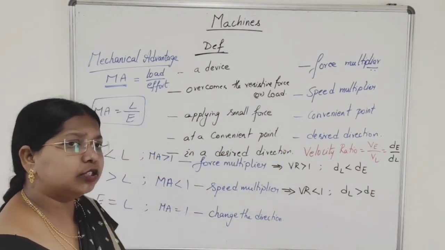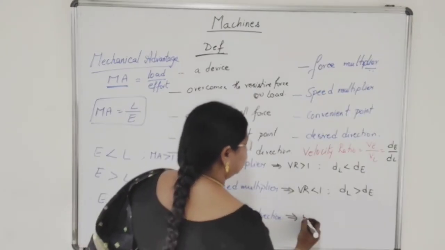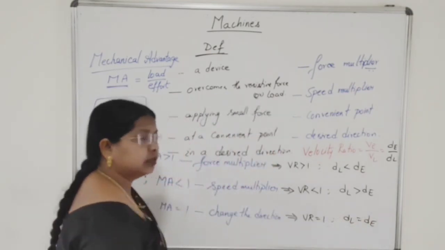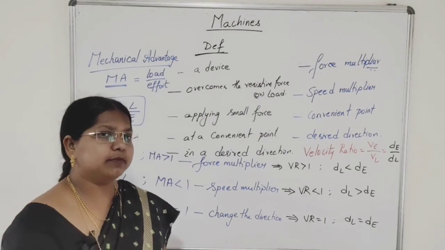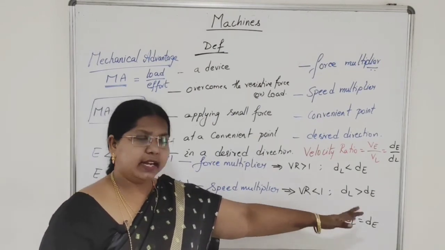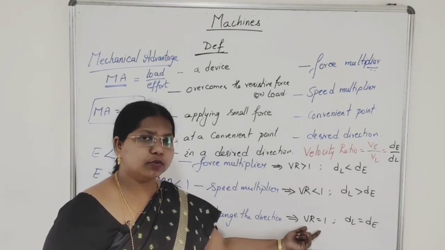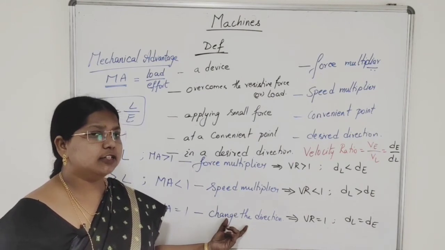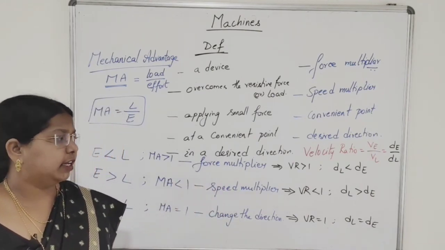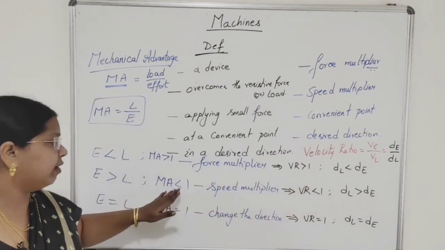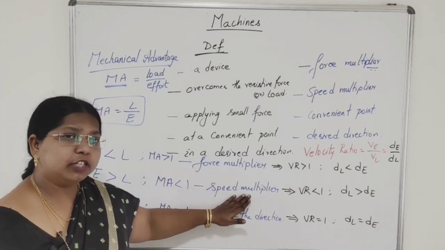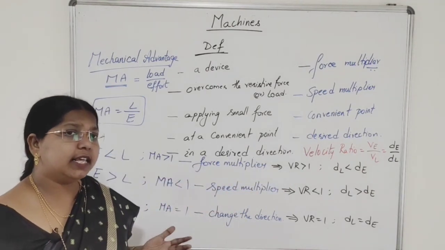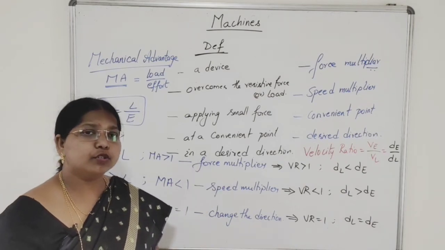And the next category, velocity ratio is equal to 1. So here, load moved is equal to effort moved. Displacement of load is equal to displacement of effort. Then velocity ratio is equal to 1. When velocity ratio is equal to 1 and MA is equal to 1, it acts as a change in direction. The machine will change the direction. When velocity ratio is less than 1 and mechanical advantage is less than 1, the machine will act as a speed multiplier. When velocity ratio and mechanical advantage are greater than 1, they act as a force multiplier.